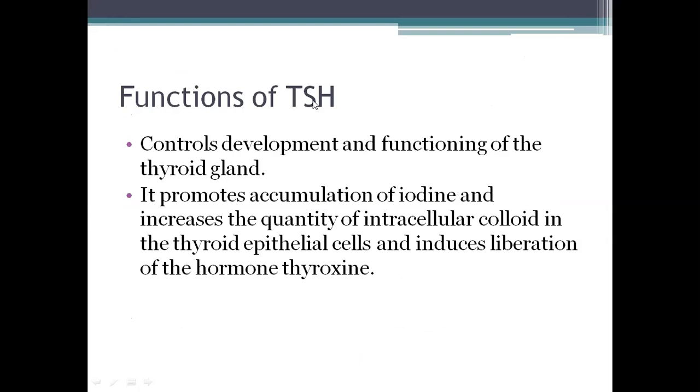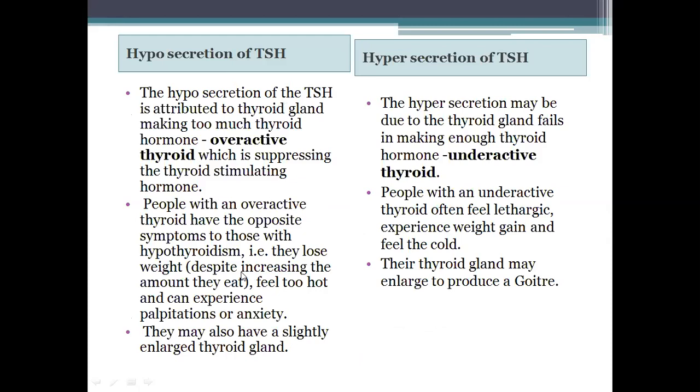Now, what is the role? The main role of TSH is to stimulate the thyroid gland to produce the thyroid hormones, and for that, the associated functions like accumulation of iodine and the formation of thyroxine inside the thyroid follicles are also stimulated by TSH. Now, TSH abnormality is due to two important reasons.